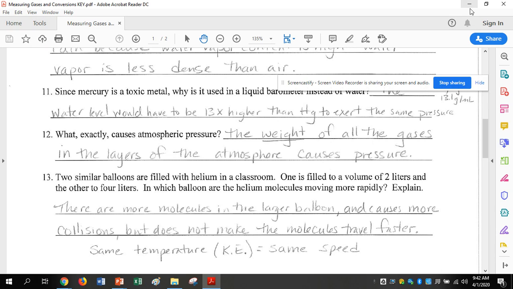So that's it for now. Please correct your answers as we have gone through. You're going to be finishing the back of this handout as an assignment tonight.